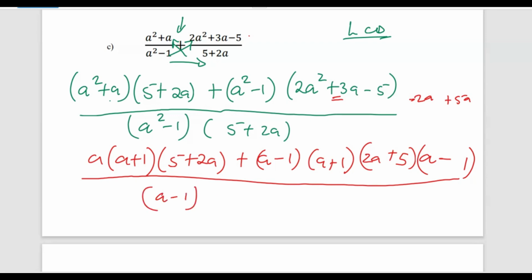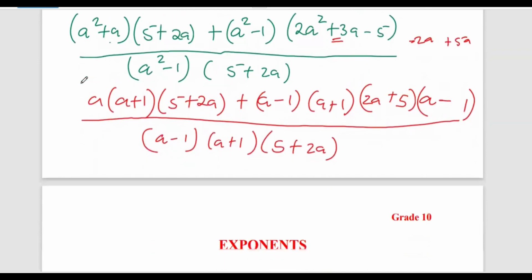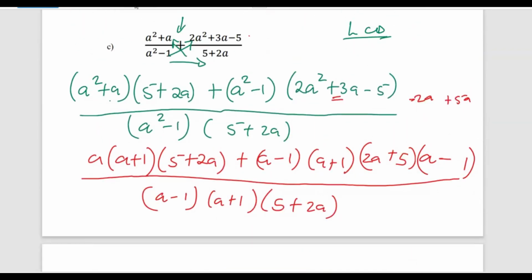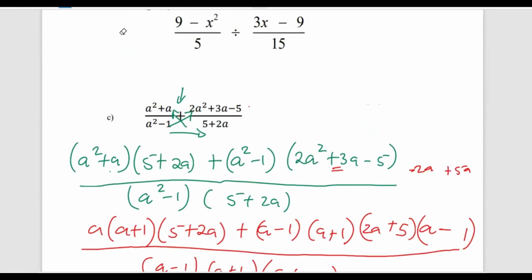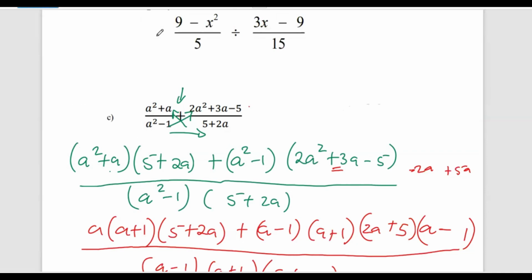Then over, we can just simplify this also: a minus 1, a plus 1 into 5 plus 2a. Remember we have a plus sign here, so we cannot cancel things out. We have to factorize, we have to take out what is common. Let me borrow some space so that I stay on the same page, otherwise I'm going to lose myself.